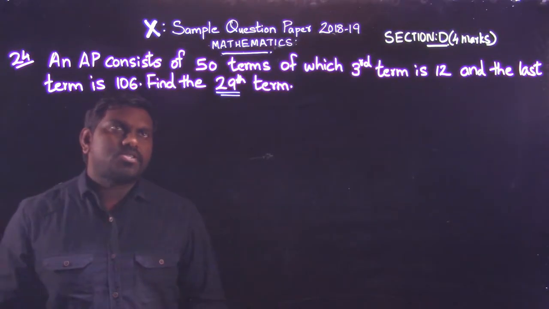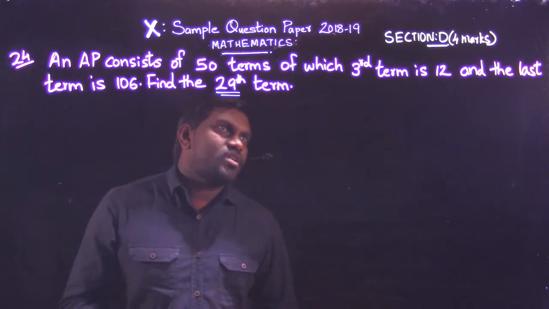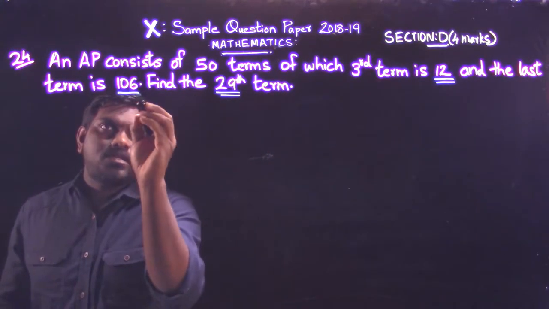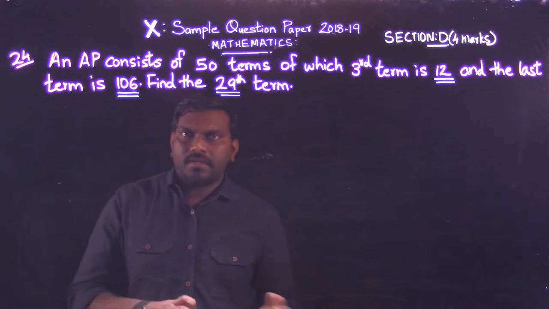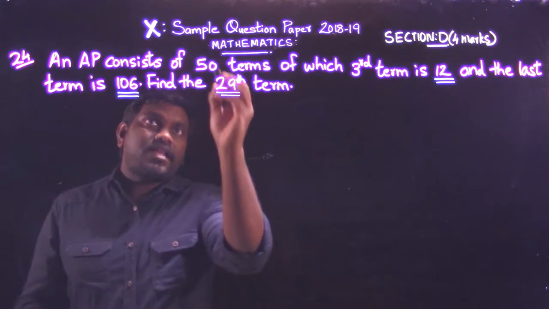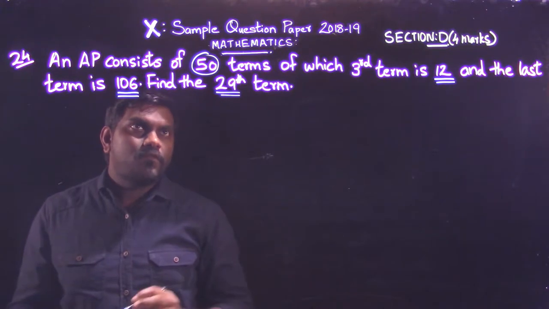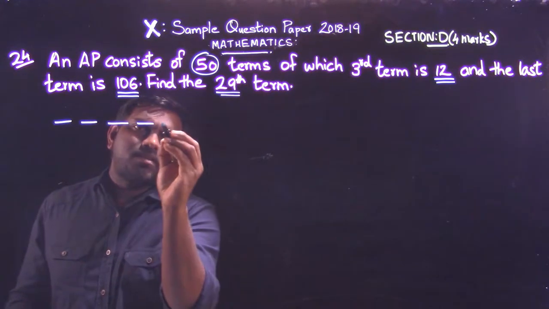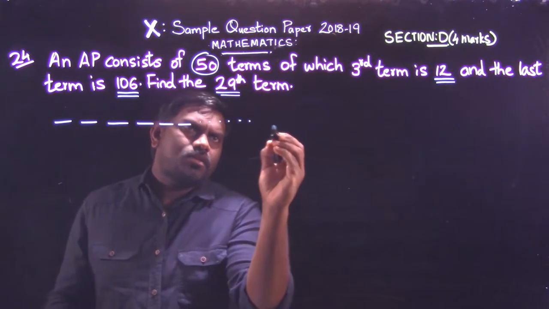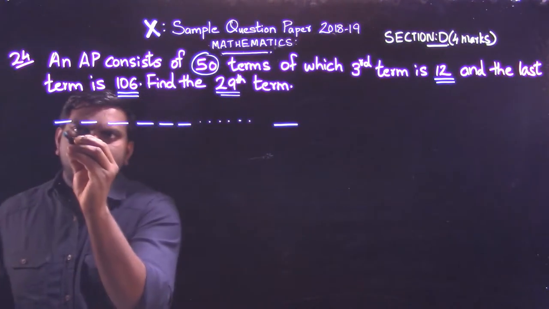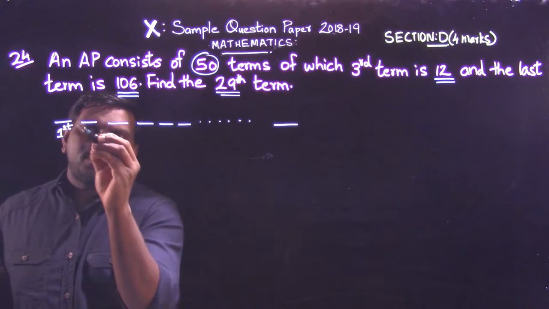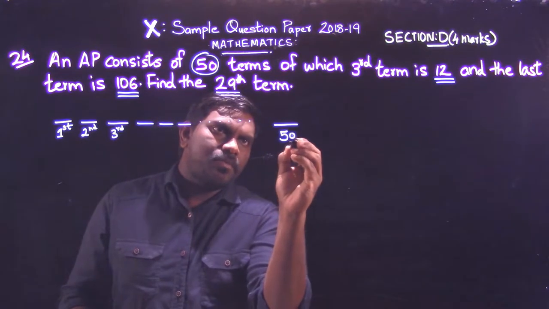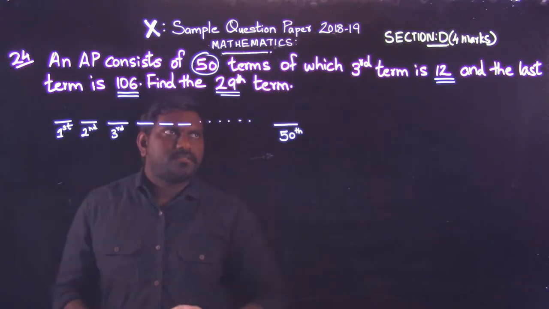An AP consists of 50 terms, of which the third term is 12, and the last term is 106. So you know, like AP, arithmetic progression, where it's given that there are 50 terms. So if I draw a basic layout to give you some idea, I have a lot of terms and the last term is over here. This is my first term. This is my second. This is my third. As it goes on and on, the last one would be your 50th term, right? So that is my 50th term.